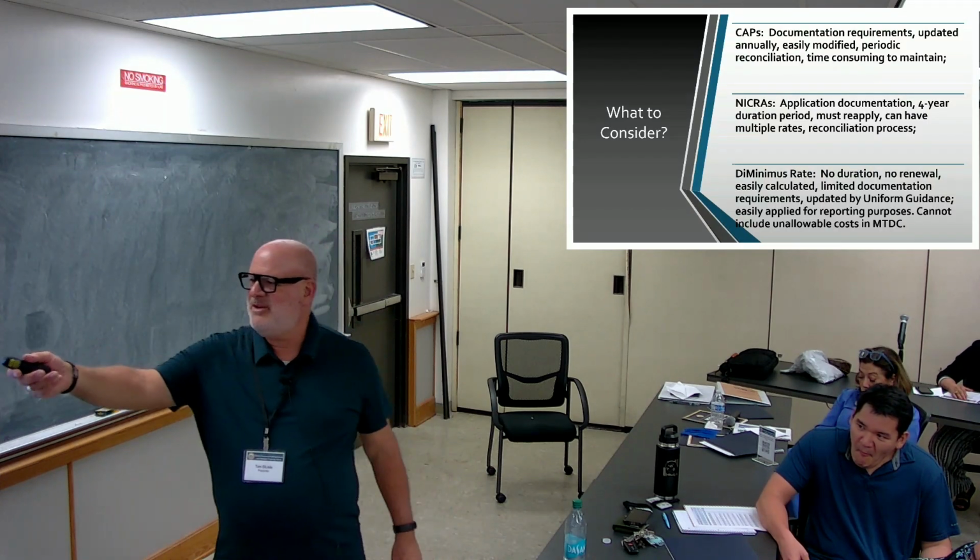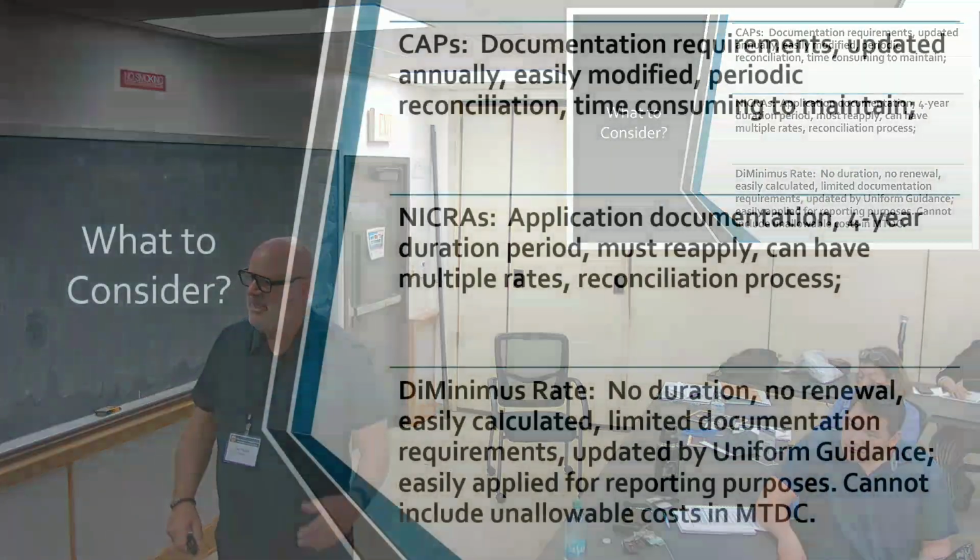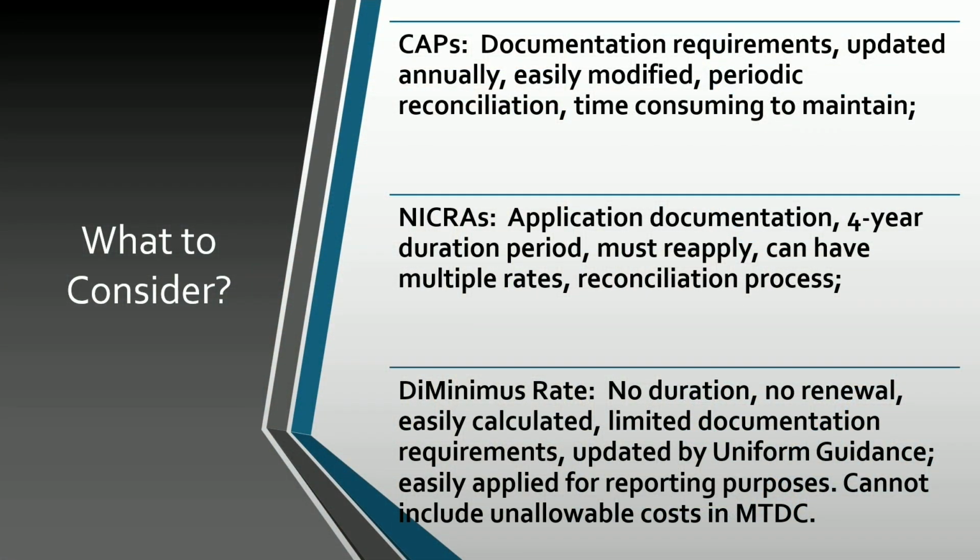Again, NICRAs, the indirect cost rates are good for 4 years. You've got to reapply. You could have multiple rates. Usually educational institutions have 3 or 4 rates. They have a research rate, a general rate, things like that they can use. De minimis rate: no duration, no renewal, easily calculated, limited documentation, updated by the uniform guidance. They change the thresholds, applied for reporting purposes, and you cannot include unallowable costs in your calculation.